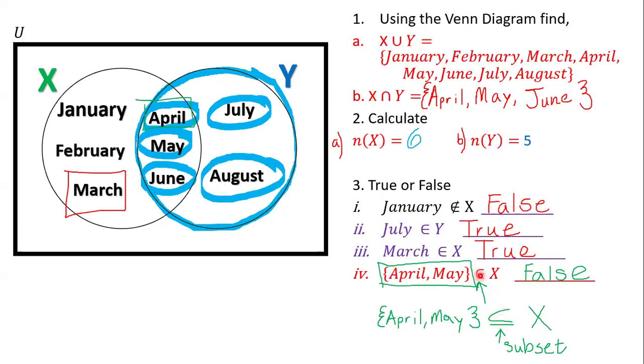So the only problem here is that it's the wrong sign, and we're going to learn what a subset is. April and May, yes, they are elements of X. That's true. But having them together as a set is not correct for the element. You can't say a set is an element. You have to say that a set is a subset of another set. That's the only one that's still interesting, but the other ones are straightforward.